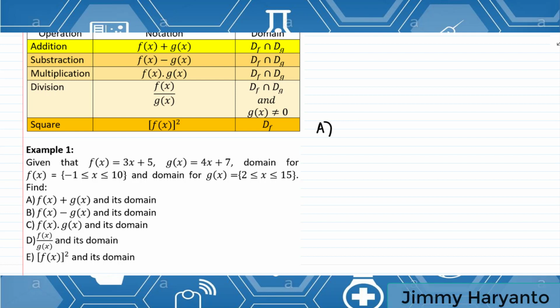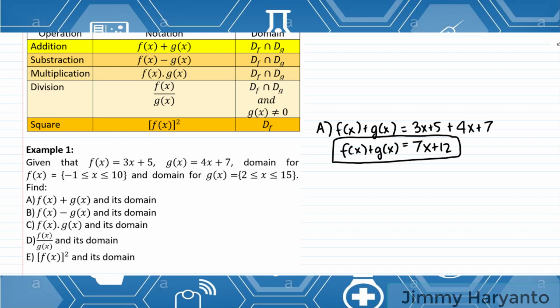For number A, it's f(x) plus g(x). So the f(x) will be 3x plus 5. You only have to add them together with 4x plus 7. So I have f(x) plus g(x) equals 7x plus 12. Okay, this is the answer for f(x) plus g(x).